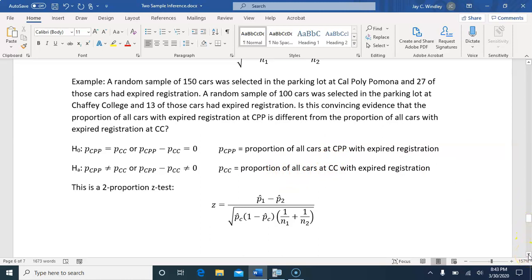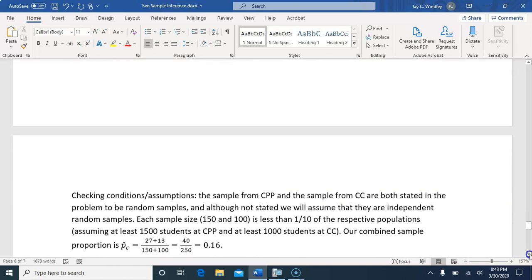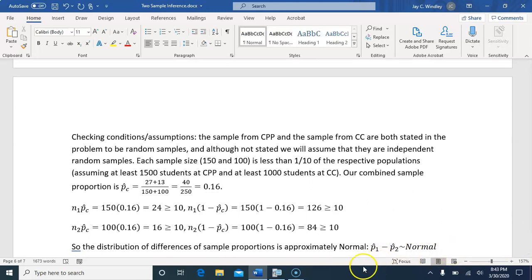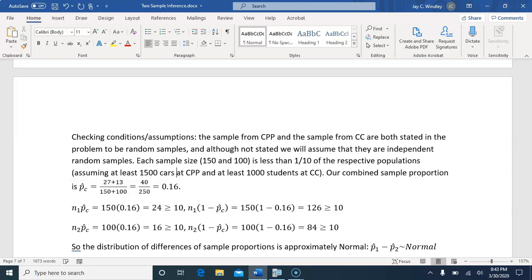This is a two proportion z-test, and there's our formula with the combined p hat in it. We need to check some conditions. They said that they were both random samples. They didn't say that they are independent, but we're going to assume that they're independent. Each sample size is less than 1/10 the population, assuming there's at least 1,500 cars at Cal Poly Pomona and at least 1,000 cars at Chaffey College.